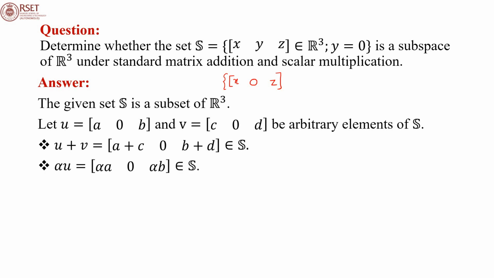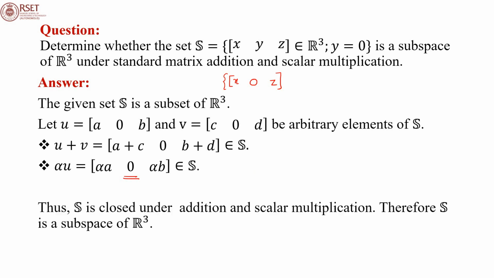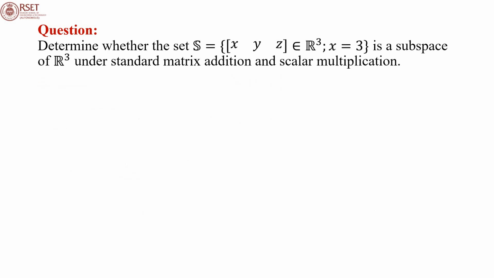What is the second condition? Closure under scalar multiplication. We know alpha dot U is going to be (alpha a, 0, alpha b). Alpha into 0 is 0 itself. So that is again an element of S because the second entry is 0. So since the closure under addition and closure under scalar multiplication is satisfied, we can say that S is a subspace of R3. Let us see another example.